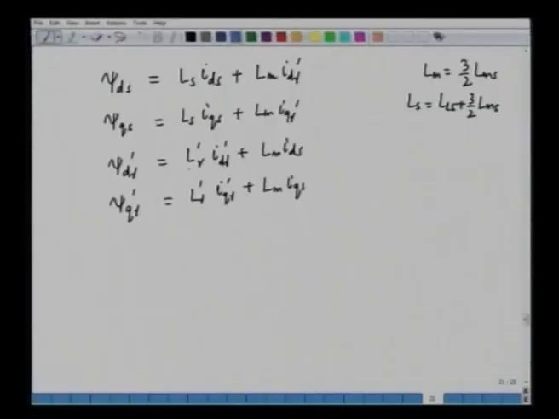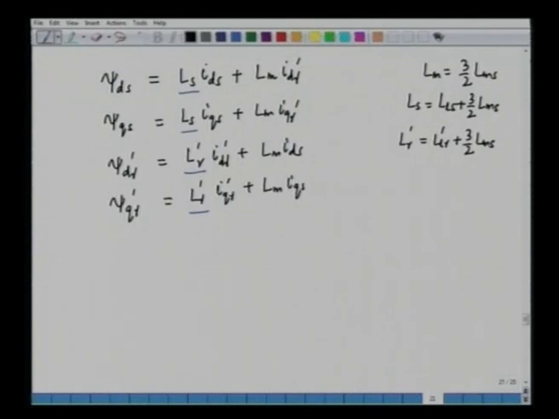So, we can say that we have the same inductance in the D axis rotor, the same inductance in the Q axis rotor, the same inductance in the D axis stator, the same inductance in the Q axis stator. Now, what about Lr prime? Lr prime is equal to Lr prime plus 3/2 times of Lms.